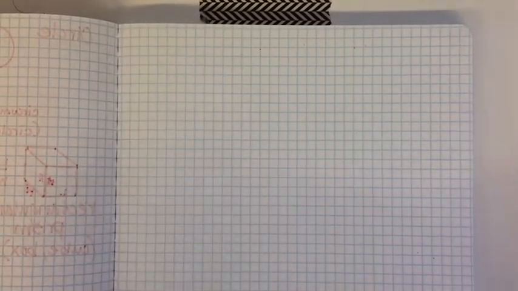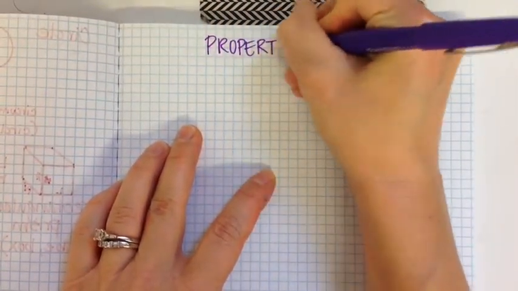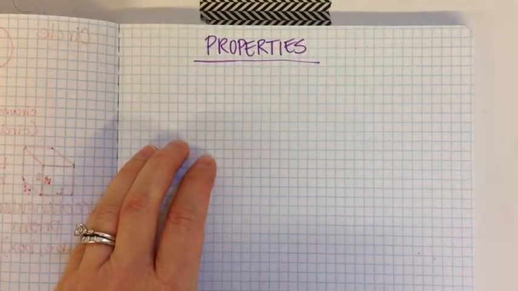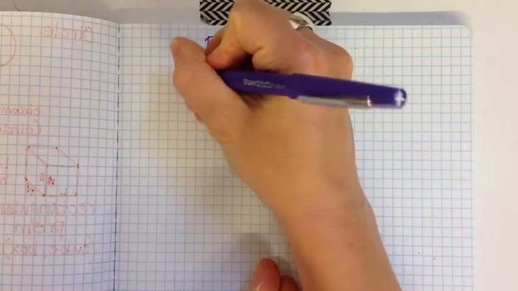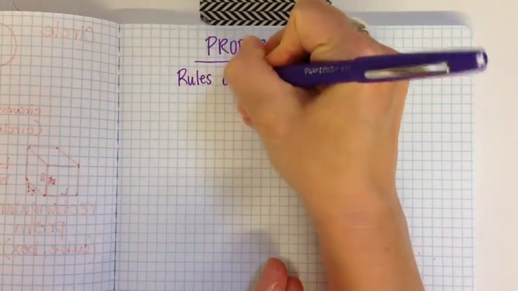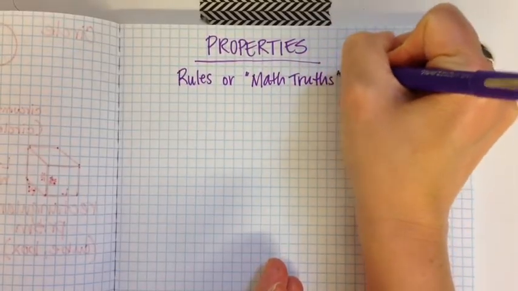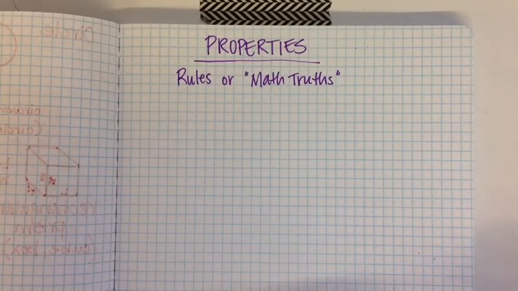So properties is a word in English that can mean a number of different things. Sometimes your neighbor might yell, "Get off my property!" That's not this kind of property. Sometimes you might say to somebody, "Hey, don't touch that, it's my property." Also not this kind of property. These kinds of properties are rules, or sometimes I like to call them math truths. So they are always true in math. These are ways that numbers behave that will always happen.